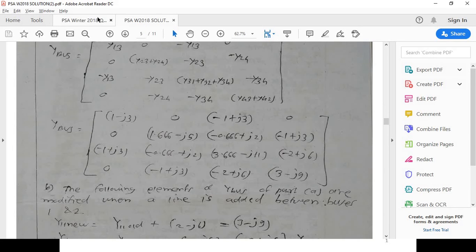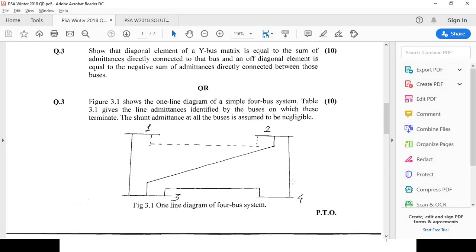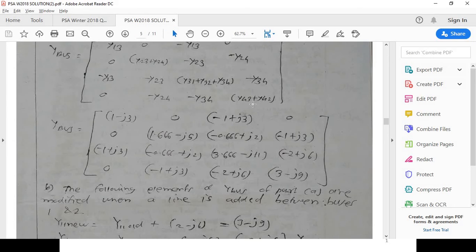And y44 is nothing but the positive sum of all the admittances which are connected to bus number 4. So to bus number 4, bus number 3 and 2 are connected. That's why it will be the positive sum of y43 plus y42.